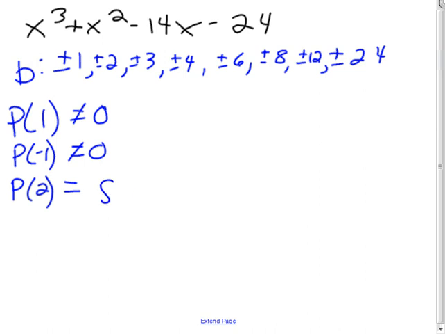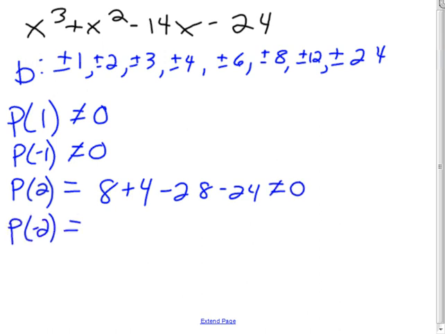So 2 cubed is 8. Plus 4, but then this is minus 28, minus 24. Too much negative. Okay, then I try negative 2. So negative 2, that becomes negative 8. This stays positive 4. This becomes positive 28 minus 24. Okay, that one looks a little bit better. Let's see. It does.